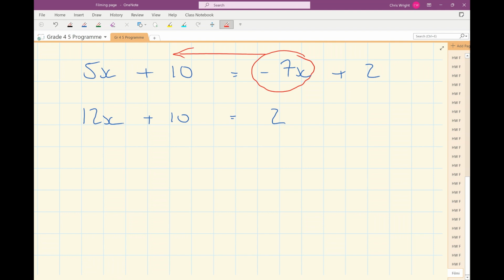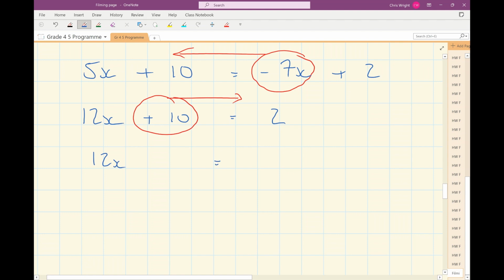Let's float and ping that plus 10. Becomes a minus 10. 12x equals 2 take away 10, minus 8. Let's escalate down that 12. x equals minus 8 over 12. And if you put that in your calculator to cancel it down, you will get minus 2/3.